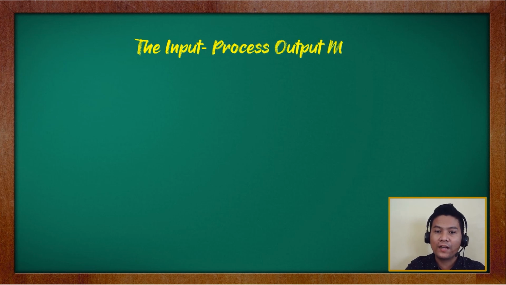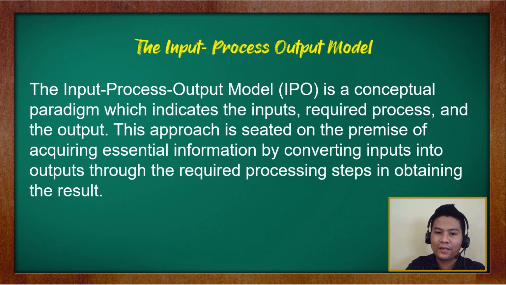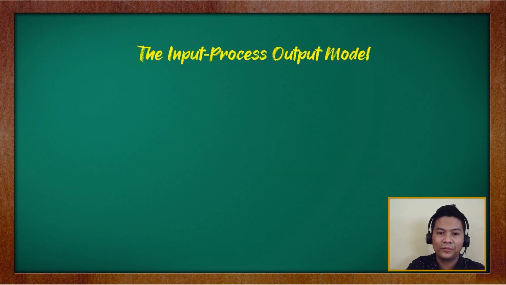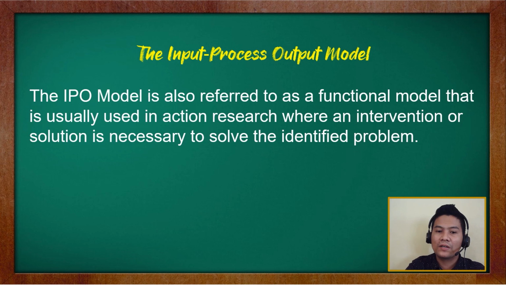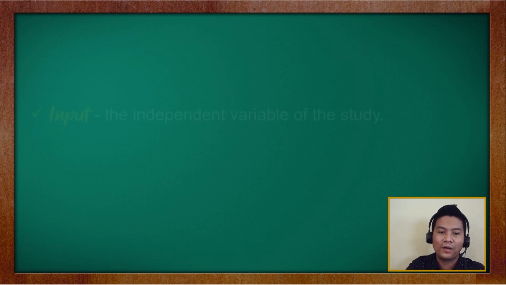The input process output model. The input process output model is a conceptual paradigm which indicates the inputs, required process, and the output. This approach is seated on the premise of acquiring essential information by converting inputs into outputs through the required processing steps in obtaining a result. The IPO model is also referred to as a functional model that is usually used in action research, where an intervention or solution is necessary to solve the identified problem.